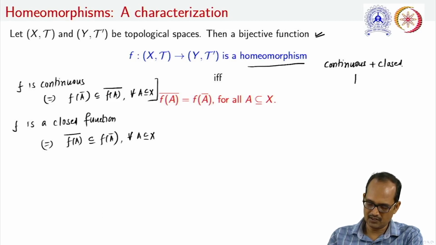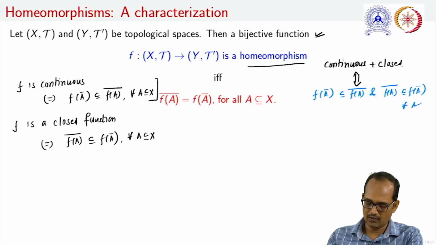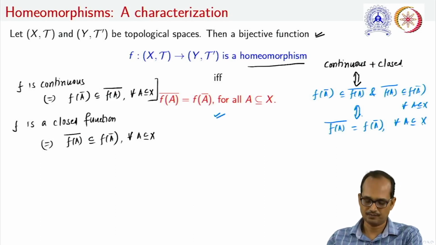and if this is continuous and closed, this is the combination of two statements: f of closure of A is a subset of closure of f(A), and closure of f(A) is a subset of f of closure of A for all A subset of X. This is equivalent to saying that closure of f(A) is equal to f of closure of A for all A subset of X, and that is the proof of this theorem.